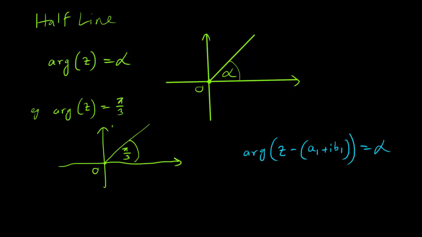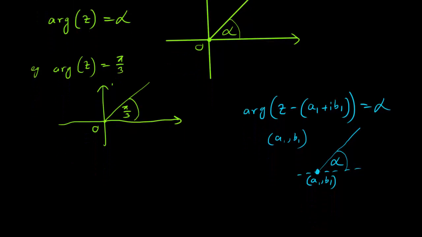Another version of this is argument of z minus (a1 plus I b1) equals some angle alpha. In this case, the starting point is not going to be the origin O, it's going to be the point A1, B1. Doesn't matter where it is, it's going to be like this. This point is A1, B1, and the angle is going to be with any horizontal line. So this is going to be alpha, and this point is going to be A1, B1.